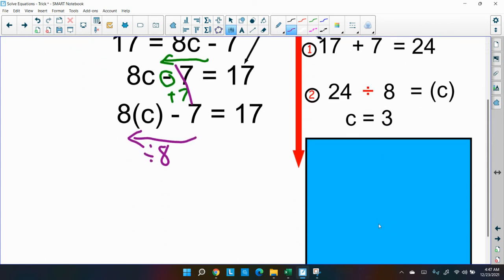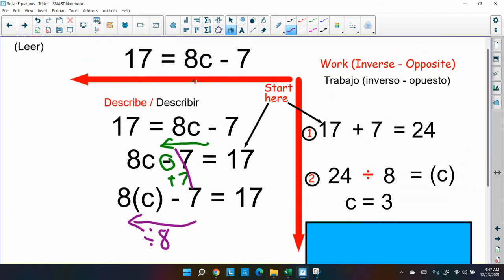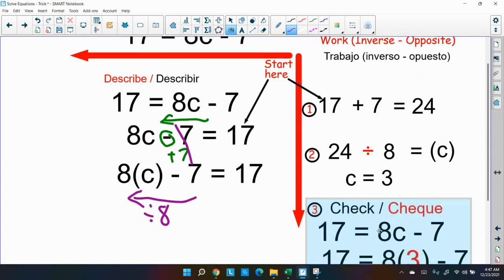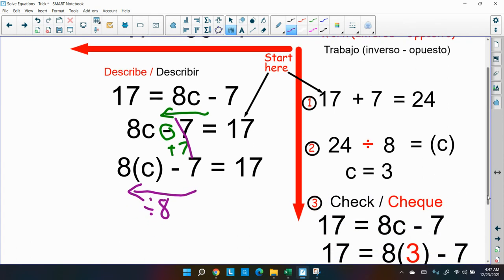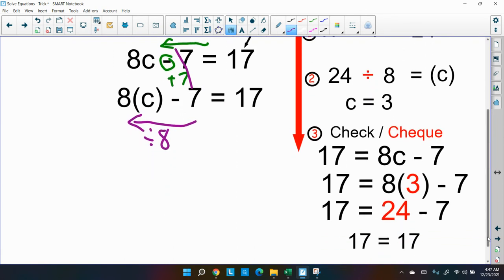Let's do our third step and check it in the regular equation. So 17 equals 8c minus 7. So I'm going to take that equation and I'm going to check it. So there it is. And I use the original equation because I don't want to use the other equation. Maybe I might have made a mistake or something. I didn't want to take any chances. So I'll check it in the original equation. So I'm going to replace c with 3 because we said that c is equal to 3. And 8 times 3 is 24. 24 minus 7 is 17. So 17 does equal 17 when we have c is equal to 3.